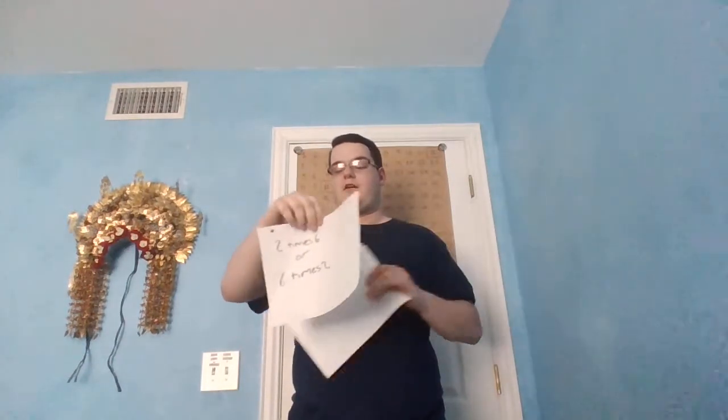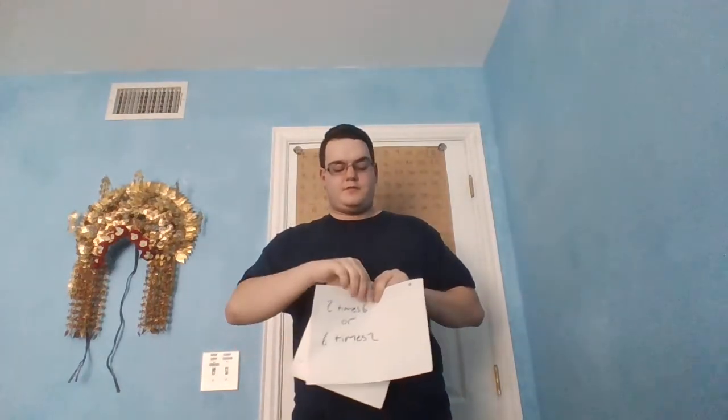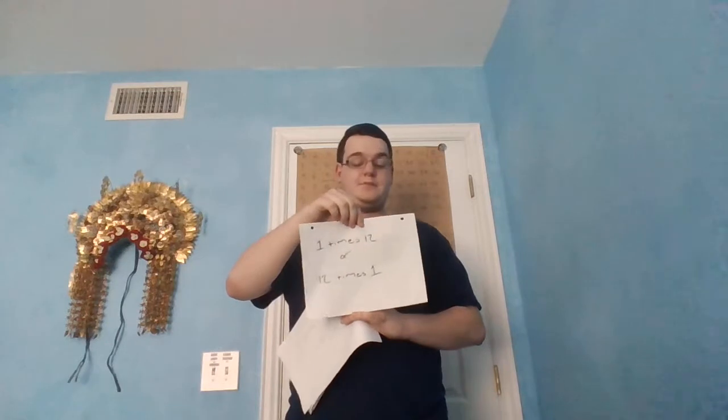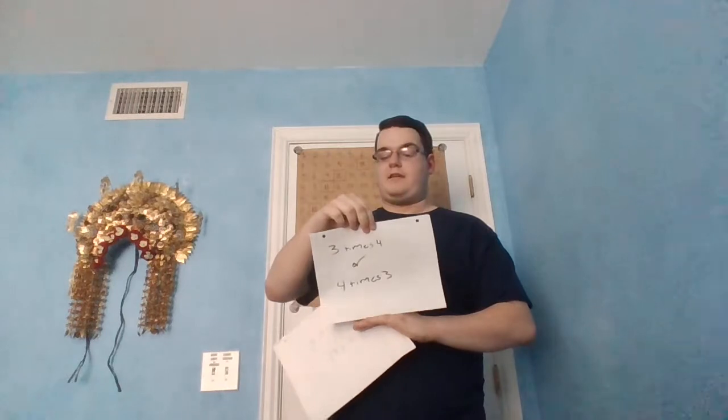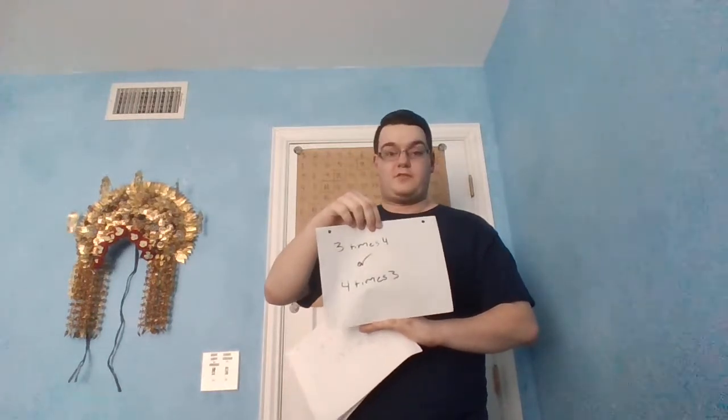So, 2 and 6, which can be written as 2 times 6, or as 6 times 2, to give us 12. Next one I want to go over is 1 and 12, which can be written as 1 times 12 or 12 times 1, since both still mean 12. And the final factors I want to go over are 3 and 4, which can be written as 3 times 4 or 4 times 3.